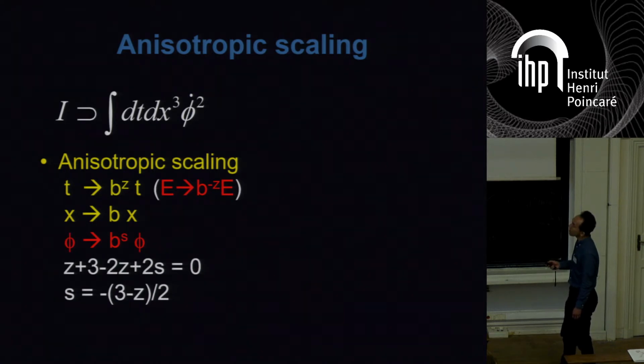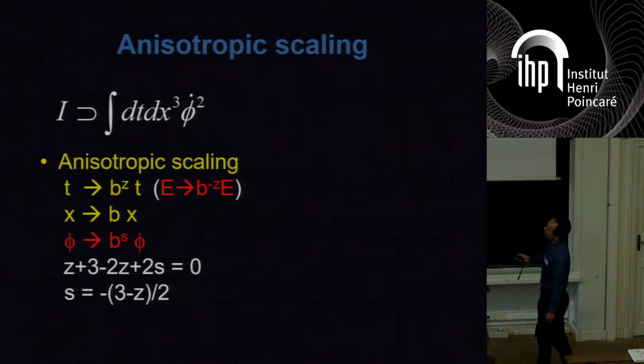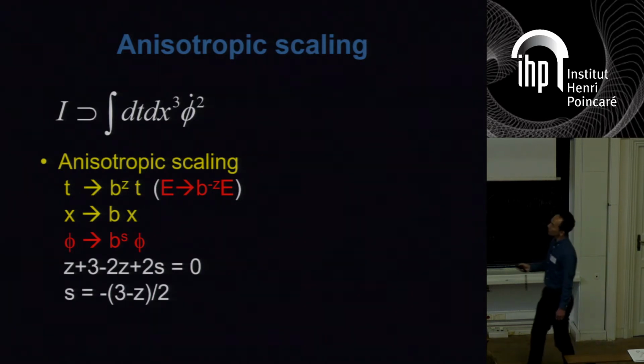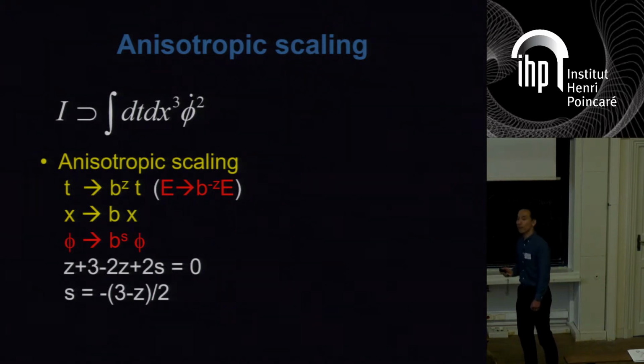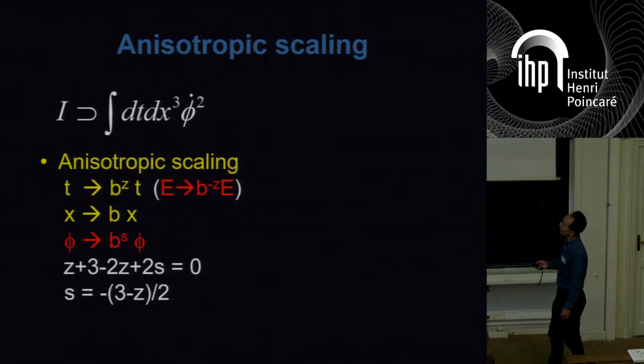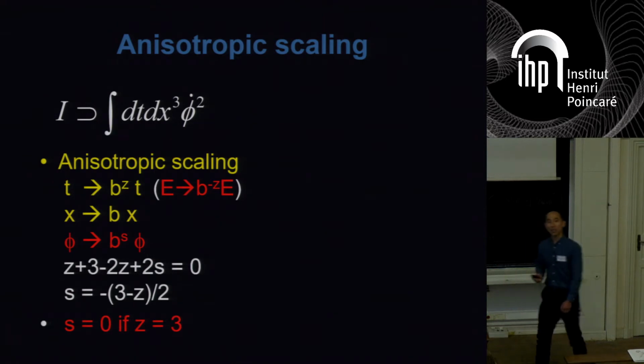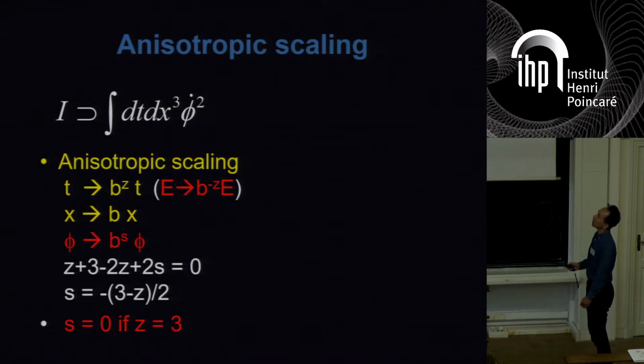Let's do the same thing. From dt, we get z because we have z here, and from volume, we have 3. From 2 time derivatives, we have minus 2z. Then s is given by this formula. Of course, if z equals 1, we get the previous formula, s is minus 1. But what is interesting here is that if z equals 3, s equals 0. So the scalar field doesn't scale when we change the energy scale, if z equals 3.